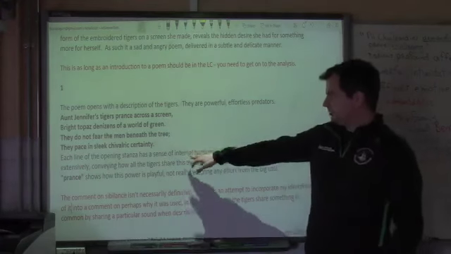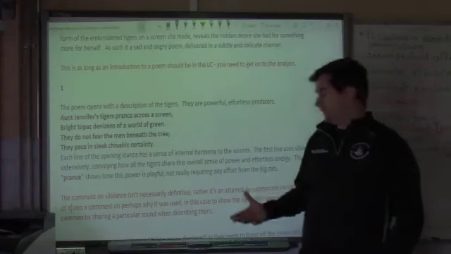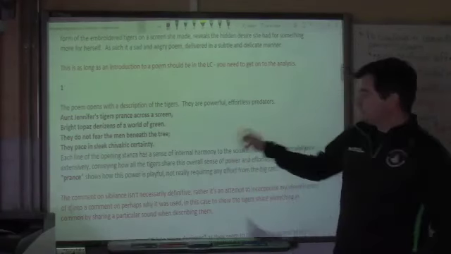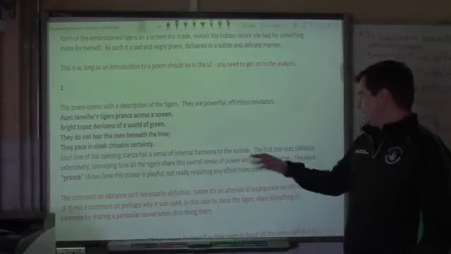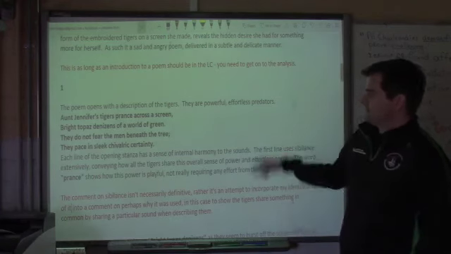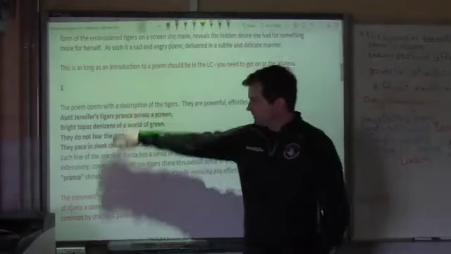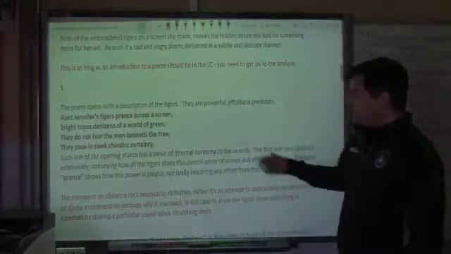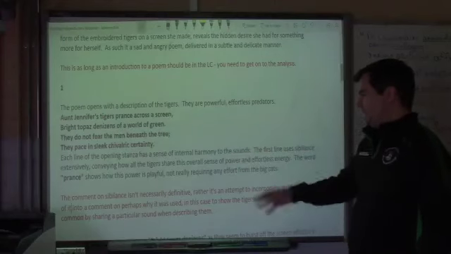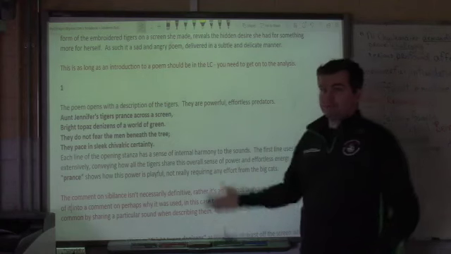So each line of the opening stanza has a sense of internal harmony to the sounds. That's called euphony. The first line uses sibilants extensively, conveying how all the tigers share this overall sense of power and effortless energy. So this is the S sound: prance, across, screen, tigers, Jennifer's. The word prance shows how this power is playful. It's not really requiring any effort from the big cats.